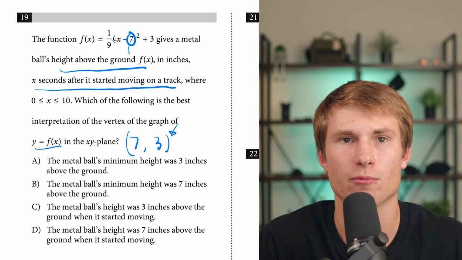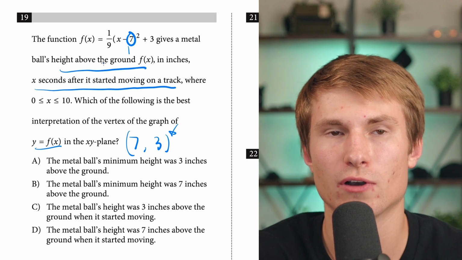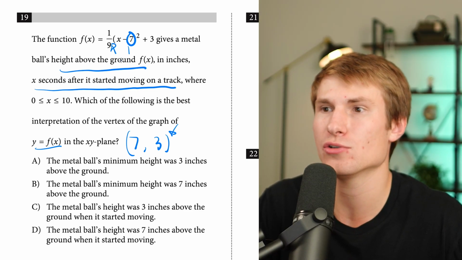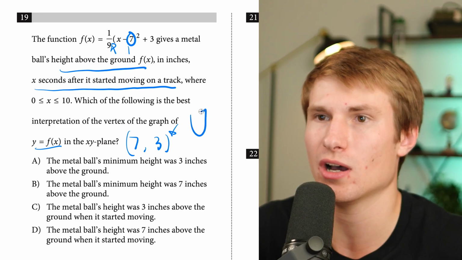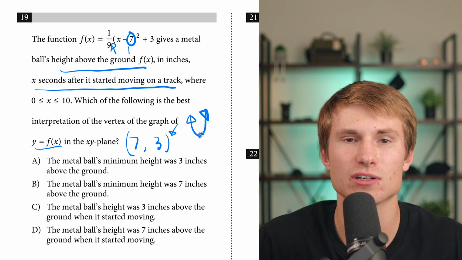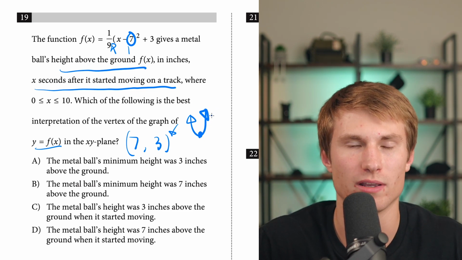Now, the other thing we need to understand is whether this is a function that is opening up or down, and you get that from the a value. Our a value is positive, which means that our graph is going to open up like a smiley face. Now, because that's the case, we know that vertex will be a minimum. It'll be a minimum point or a minimum height.